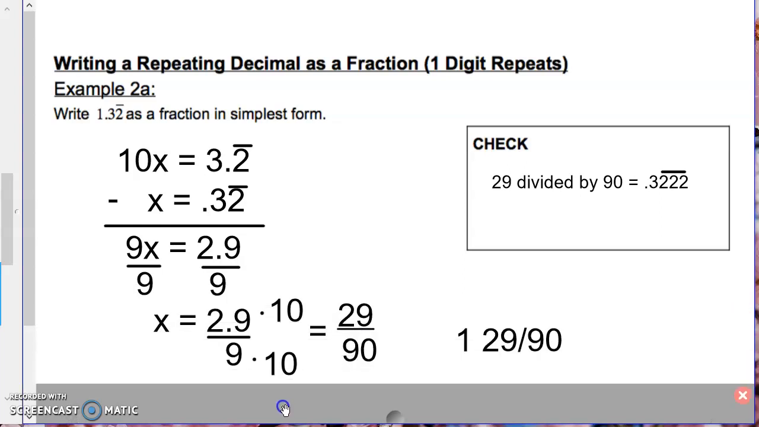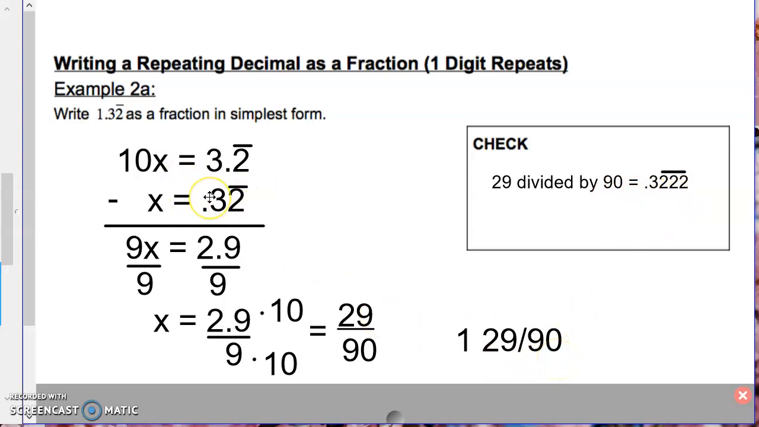Well, I can't have a fraction with a decimal in it, so to get rid of that 2.9, I just times by 10 on top and bottom. And that gives me the fraction 29/90ths, and that is in simplest form. So my answer for this would be 1 and 29/90ths. Now to check that, I type into my calculator 29 divided by 90, and that gives me 0.322 repeating, so that would be my simplified answer.